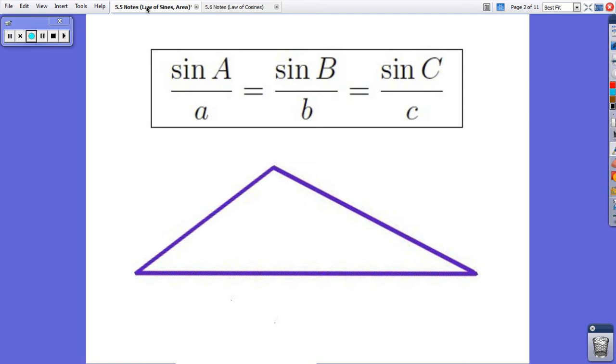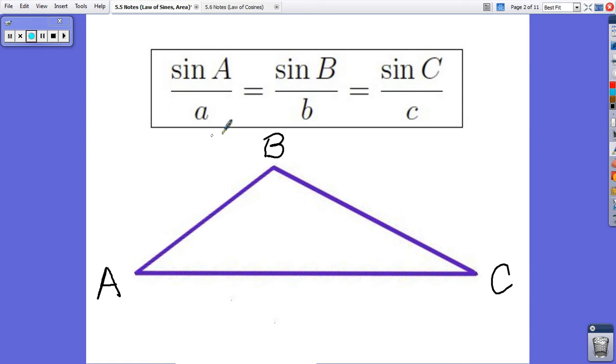Now, it's really important that you memorize this and you memorize it correctly with the capital letters and the lowercase letters. So let's talk quickly about what they mean. The capital letters indicate an angle. So I'm going to label this triangle how we would label a triangle using the law of sines. So capital A is talking about this angle. Let's call this one capital B, talking about this angle. And this one we'll call capital C, talking about that angle.